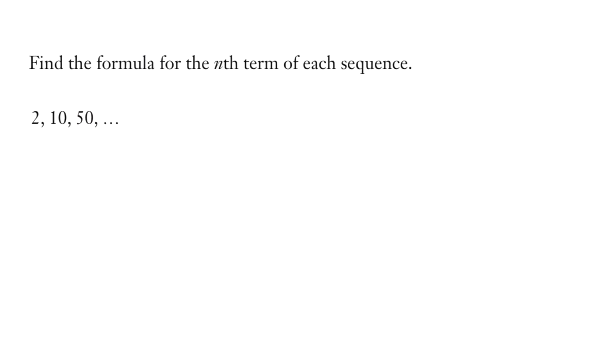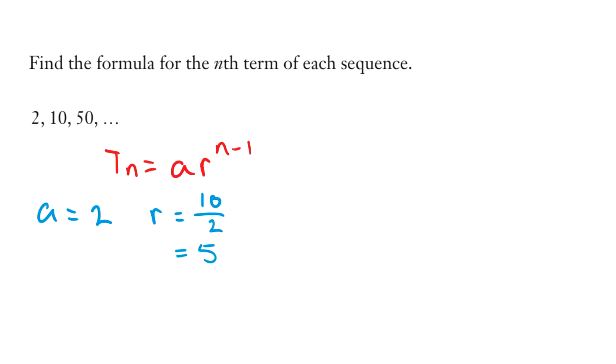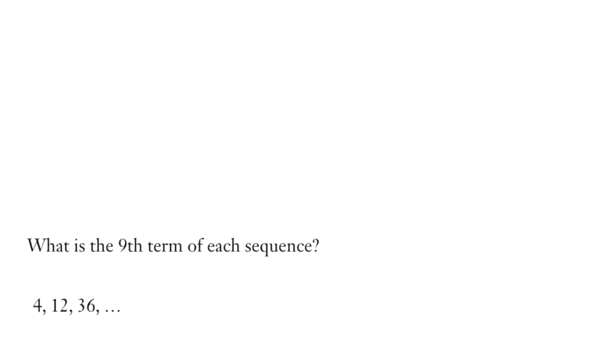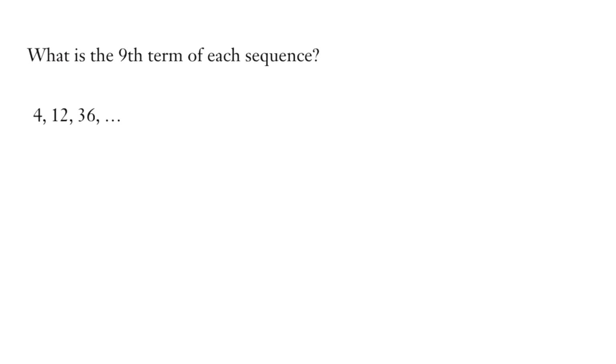Find the formula for the nth term of each sequence. This time we will be using the formula. We'll start by writing down what we know. We know a is 2. We know r will be 10 over 2, which is 5. And n we don't know. So we can substitute these in. So Tn will be 2 times 5^(n-1). And that's it.